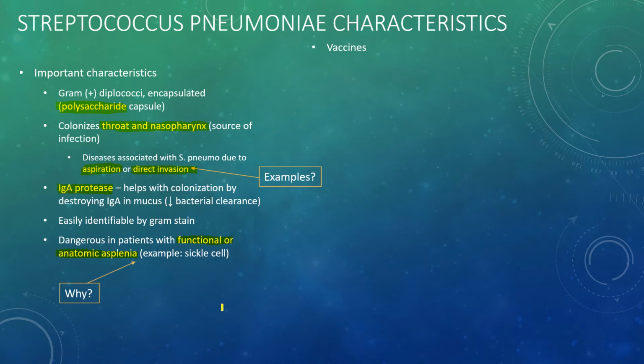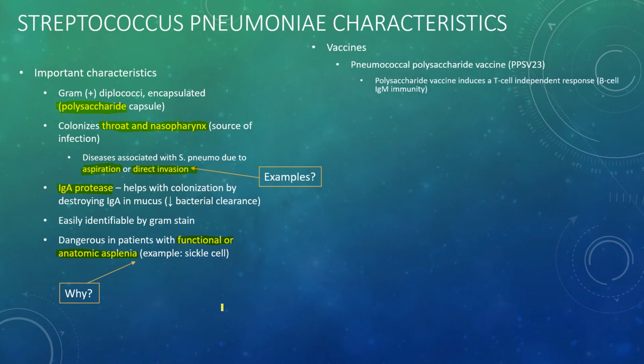Now, another huge thing that strep pneumo is known for is the vaccines against it. There's a polysaccharide vaccine, which is called the pneumococcal polysaccharide vaccine, PPSV13. It has 23 different types of polysaccharide capsules in it. And this will induce a T cell independent response. It does not involve the T cells. Remember, it's a polysaccharide vaccine. This has no proteins. So you can't have a T cell response, only a B cell IgM immunity.